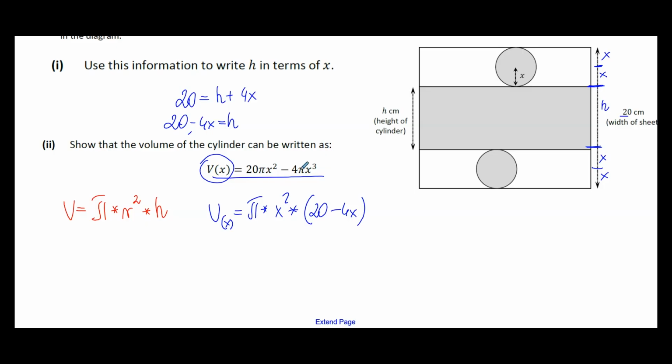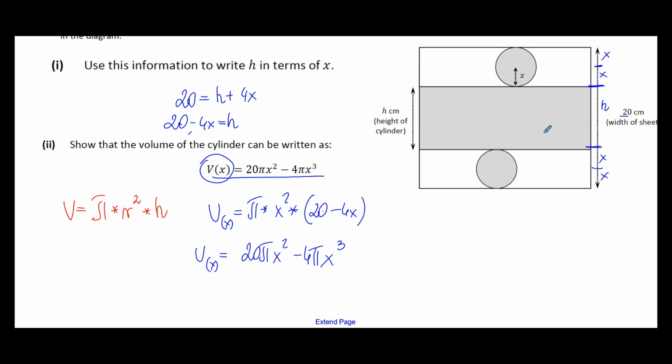So here, how do we get here? We multiply brackets. So 20 multiplied by pi multiplied by x to the power of 2. And again, minus 4 multiplied by pi multiplied by x to the power of 3. So that's how we arrive at that.